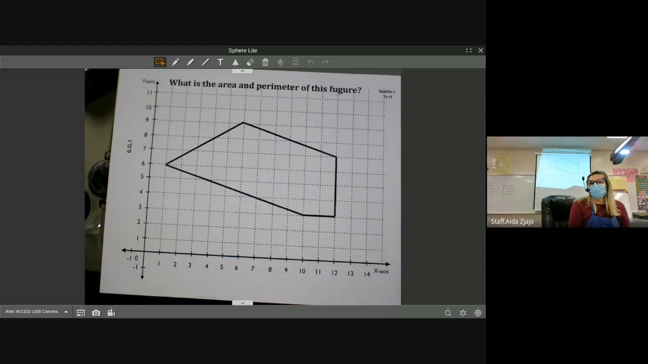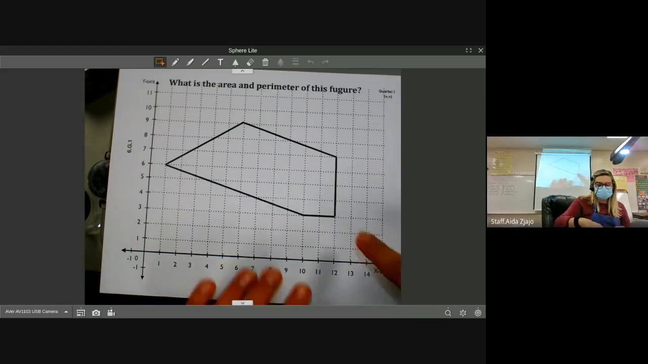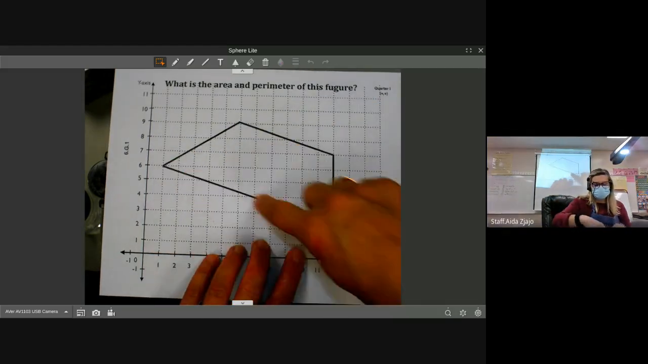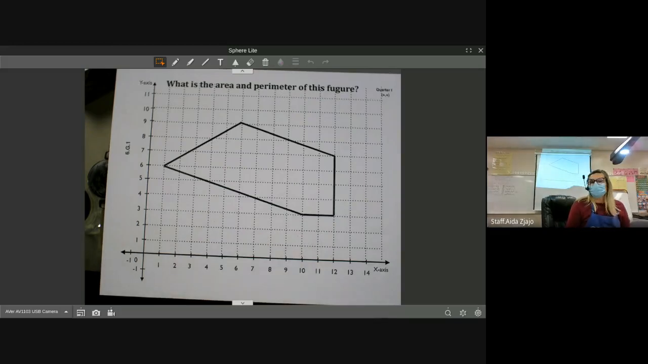When you look at the shape, what kind of shape is that? What do we call it? How many sides does it have? 5. So if it has 5 sides, what do we call this polygon? Thank you, Nora. Pentagon. That's right. So this is an irregular pentagon because none of the sides look the same. And then we need an area.